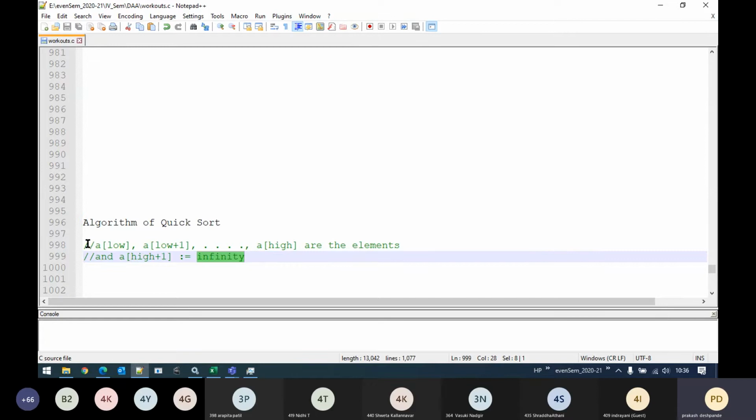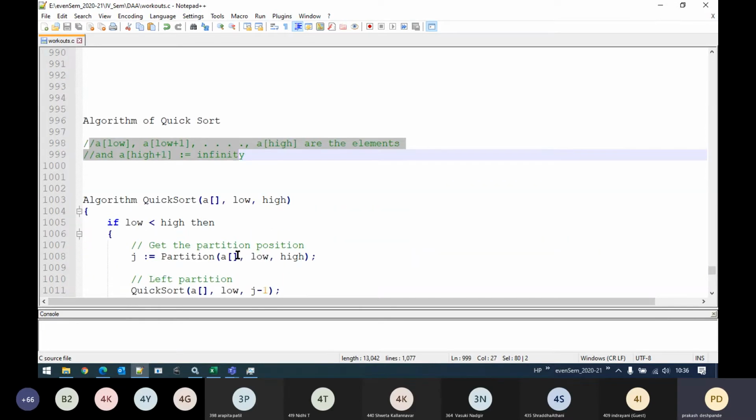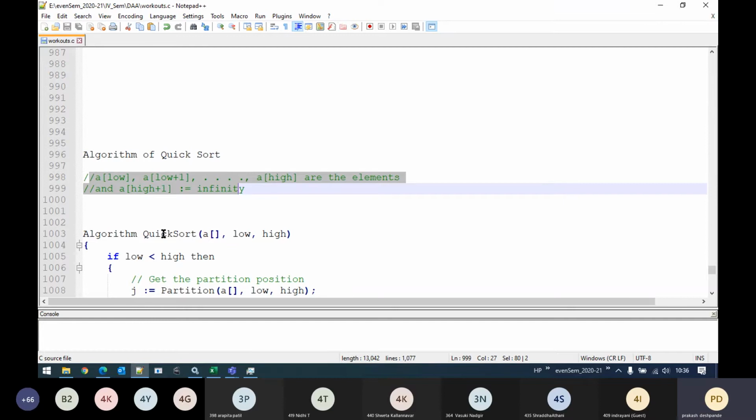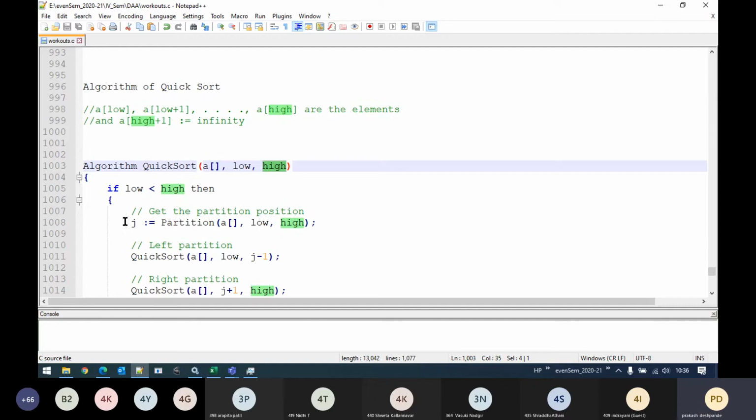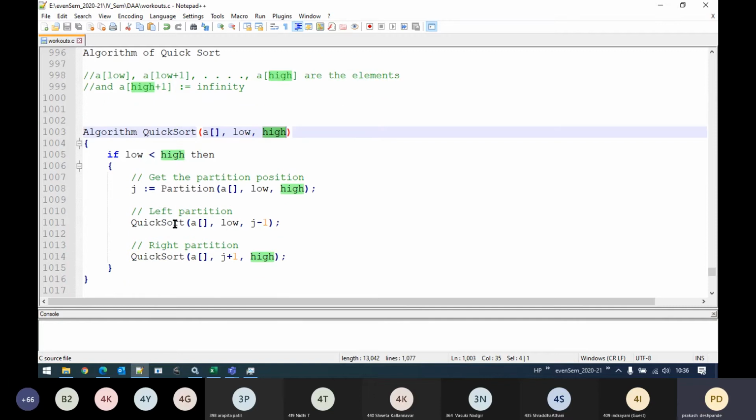Once this is done, we need to have the quicksort algorithm. In the quicksort algorithm, this particular procedure takes 3 parameters. First is the set of elements, then the low value and the high value. The low and high you can consider to be the indices of the first element and the last element. Now, we need to do the partition when low is less than high. What is the actual meaning of low is less than high? That means if there is more than one element in the group, we need to go for the partition.